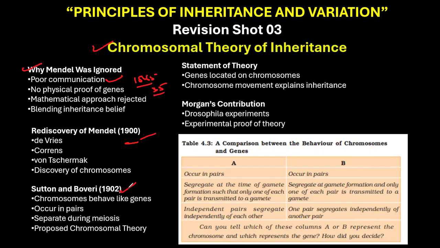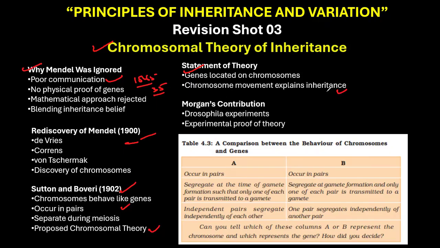Then, in 1902, Sutton and Boveri made key observations. They said the behavior of chromosomes during meiosis is exactly like the behavior of Mendel's genes. They noticed that chromosomes pair up and separate during meiosis. One chromosome goes into each gamete, and then they proposed the chromosomal theory of inheritance. It states that genes are located on chromosomes, and the behavior of chromosomes during meiosis explains Mendel's laws of inheritance.